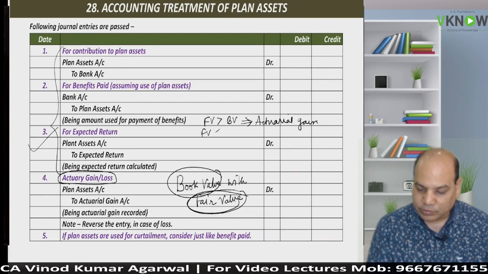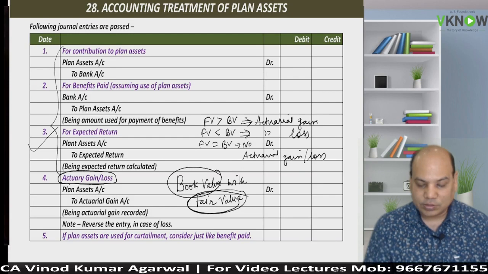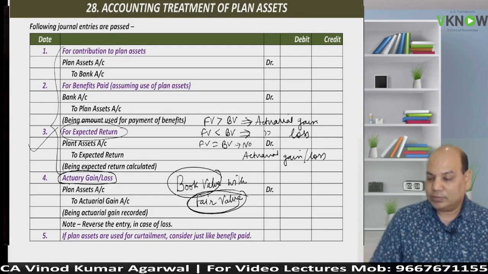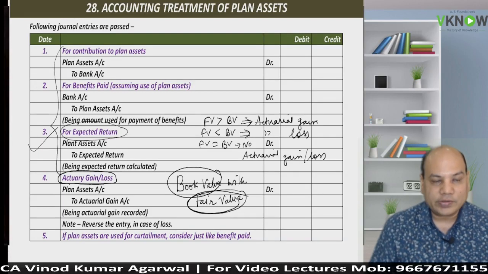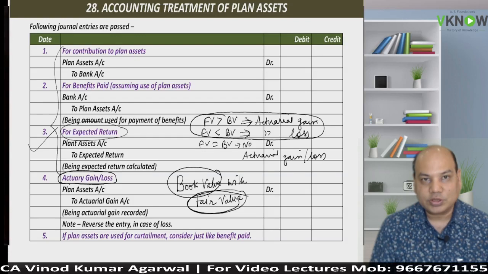Fair value is less than book value. Then this is called actuarial loss. And fair value is equal to book value: no actuarial gain or loss. If they are equal, it means the actuary's assumption about expected return was correct. Is it right? Most of the time in the exam, you will get either the first or the second situation.